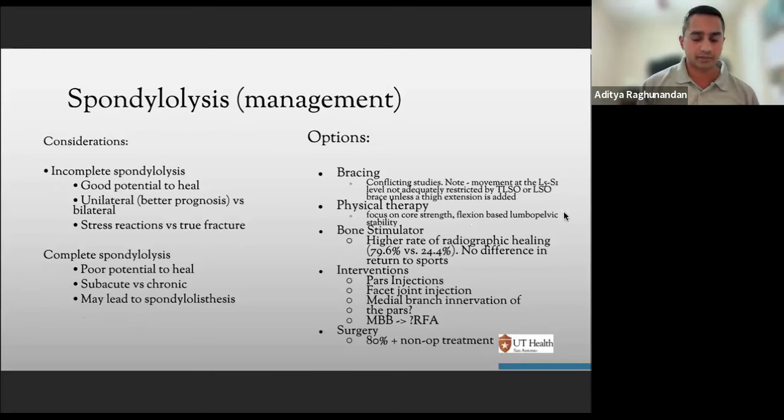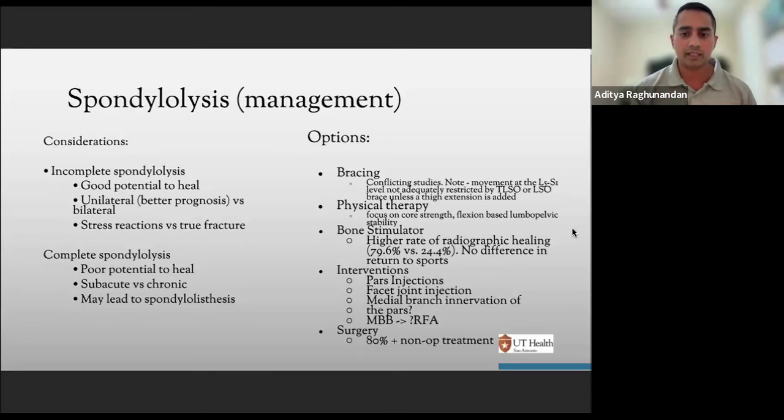So as far as options go, I'm going to start at the top here and then work my way down. So bracing, there's a lot of studies looking at bracing. They're pretty heterogeneous as far as the type of brace that was used, how long a patient was braced for, any adjunctive therapies that were used. So they're pretty hard to compare to each other, and they're kind of conflicting. Some recommend it, some don't recommend it.